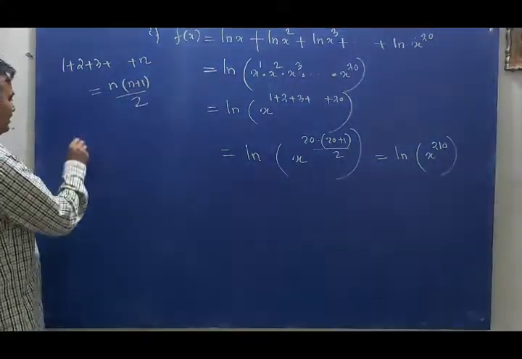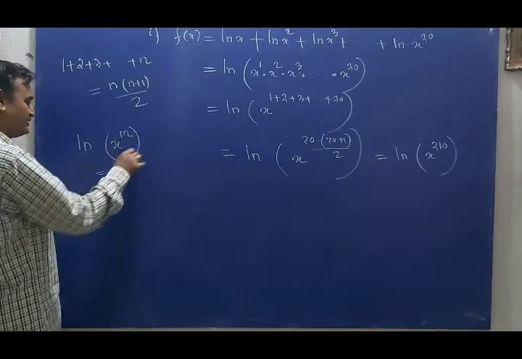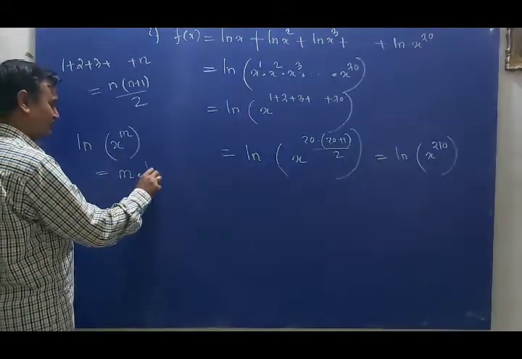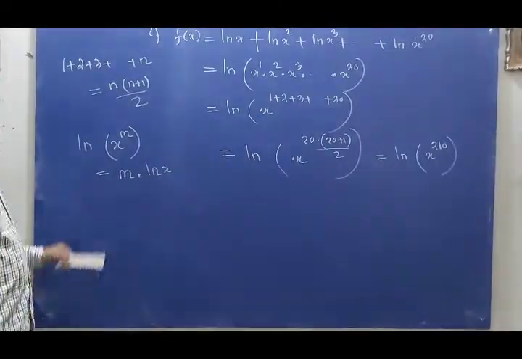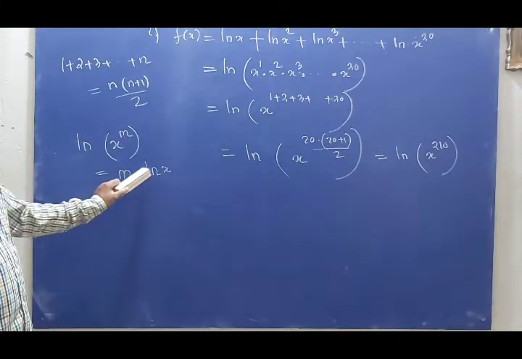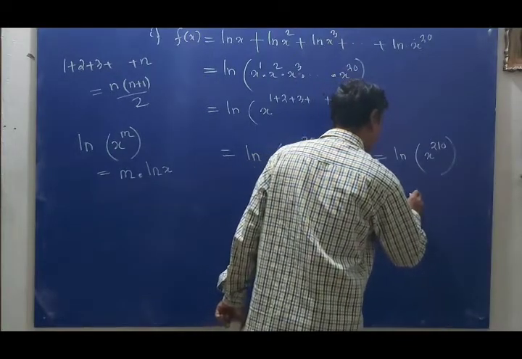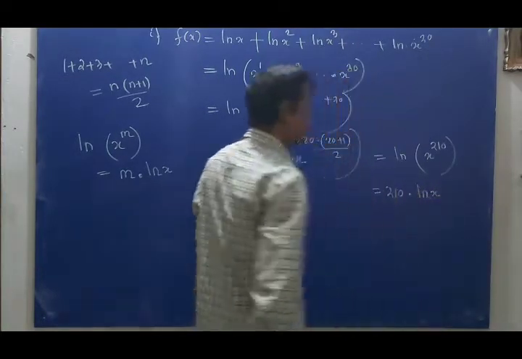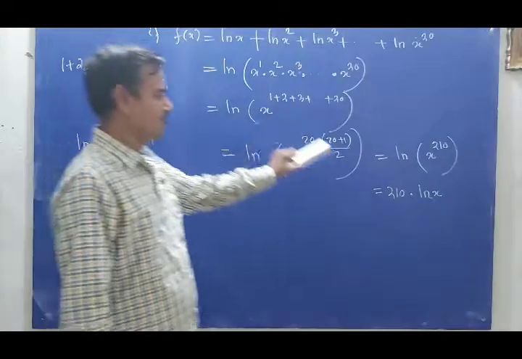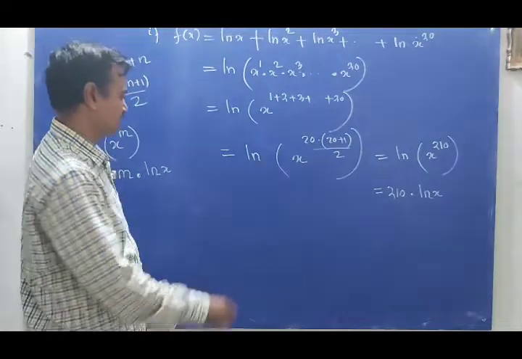Again, ln of x to the power m can be expressed as m into ln of x. So this can be expressed as 210 into ln of x. So indirectly, what is f of x? F of x is equal to 210 into ln of x.